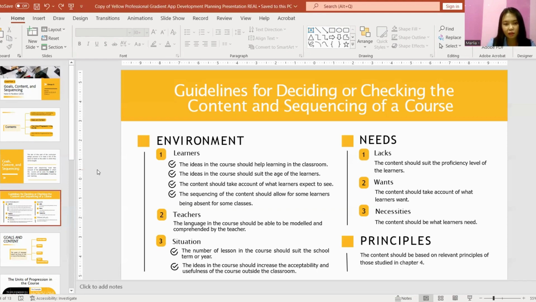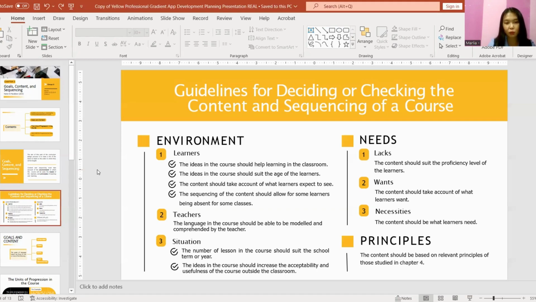And the second is teachers. The language in the course should be able to be modeled and comprehended by the teacher. For example, if the teacher makes an expression, the teacher should be able to practice and pronounce it well.